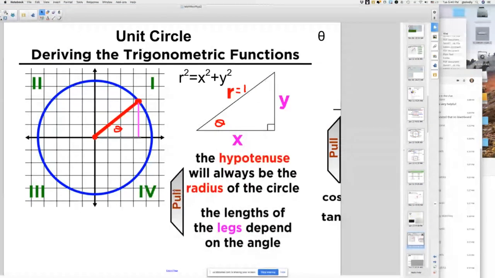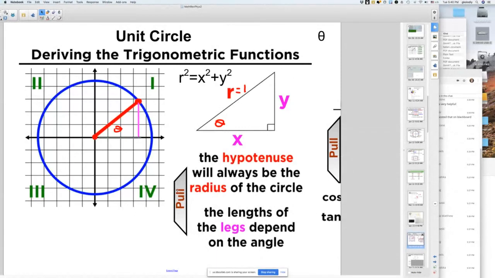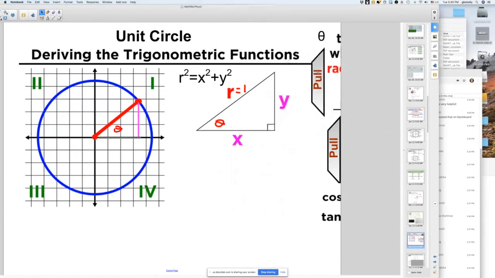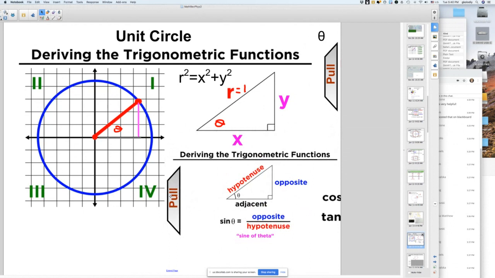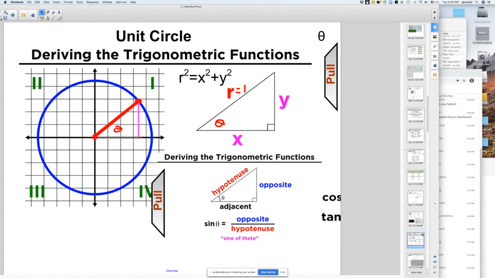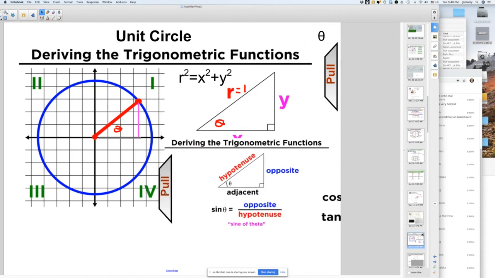For example, we have the hypotenuse, which is r, which will always be the radius of the circle, and the other sides are called legs. We're going to define a couple of terms here. Again, this is called the hypotenuse. If this is the angle theta, then this side is opposite that angle, and this side x is adjacent to that angle. And there are a couple of trigonometric identities that you've encountered.